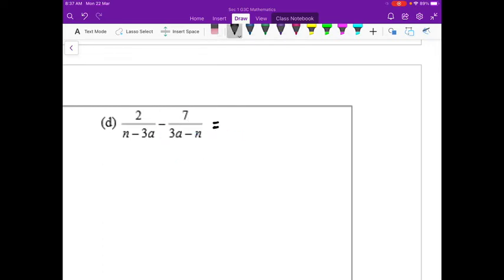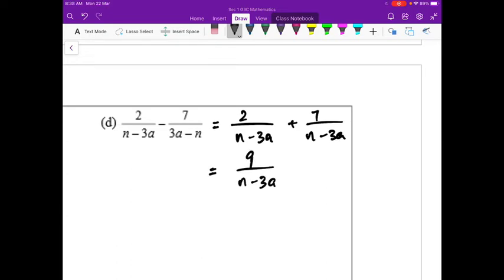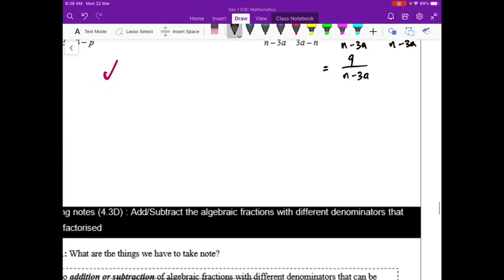So here we have 2 over n minus 3a plus 7 over n minus 3a. And then, very simply, 9 over n minus 3a. Okay, that's quite a useful skill. You can change the signs this way. Next one.